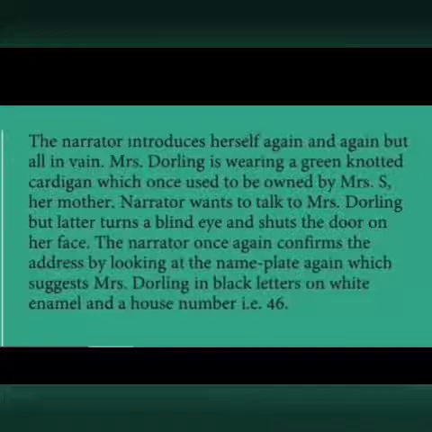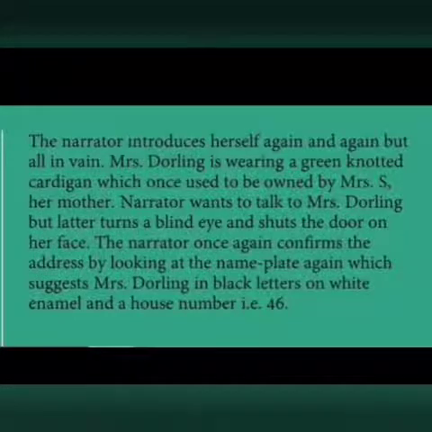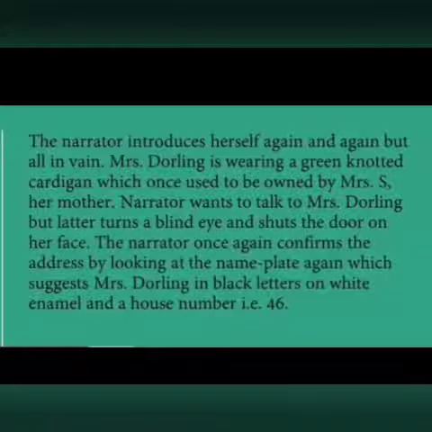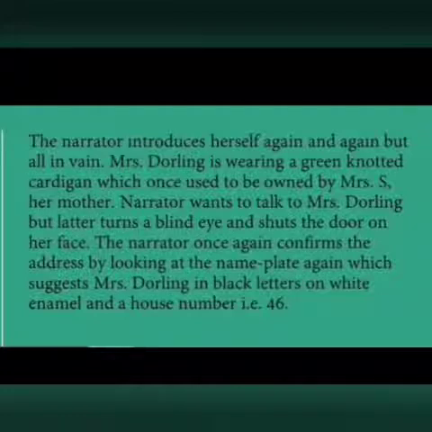Mrs. Darling is wearing a green knotted cardigan which once used to be owned by Mrs. S., her mother. Narrator wants to talk to Mrs. Darling but she turns a blind eye and shuts the door in her face. The narrator once again confirms the address by looking at the nameplate, which reads Mrs. Darling in black letters on white enamel, and a house number, that is 46.